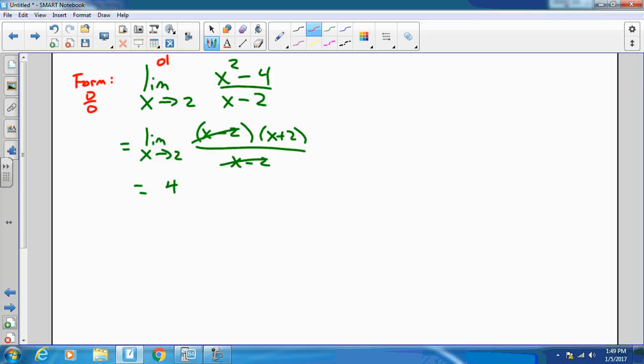So this is our old school method for doing this. And we like it, but it does occur to us that we might end up someday with a polynomial that's really hard to factor, right? Or we might end up with something that's not a polynomial that can't be factored. Let's take a look at how L'Hopital will handle the same thing.